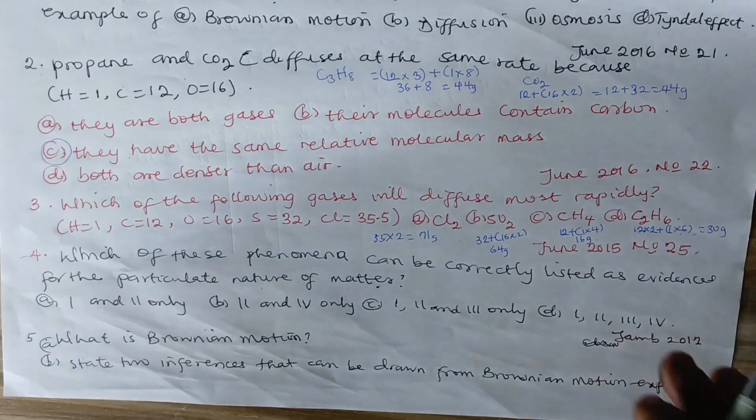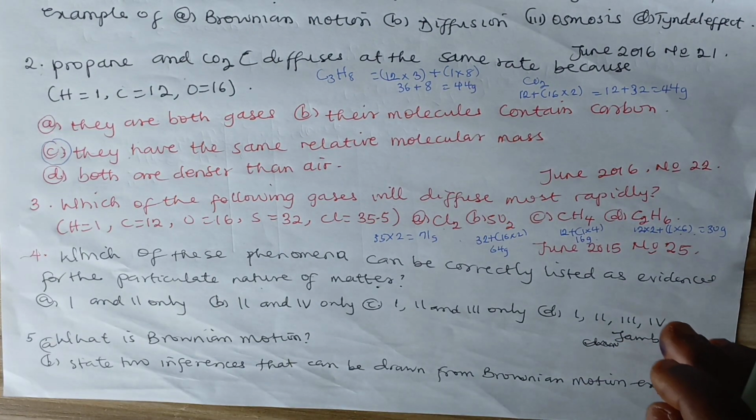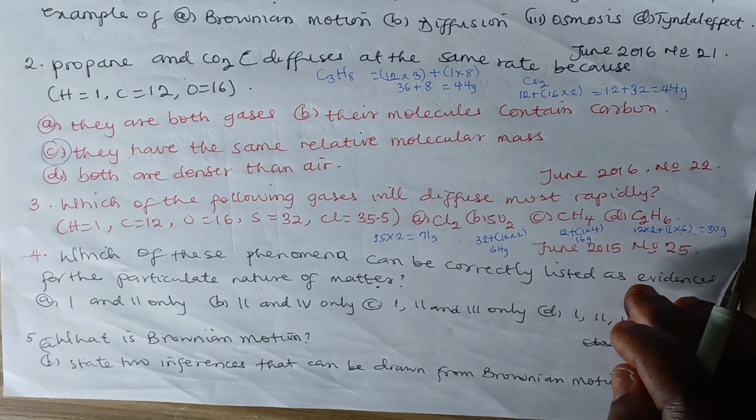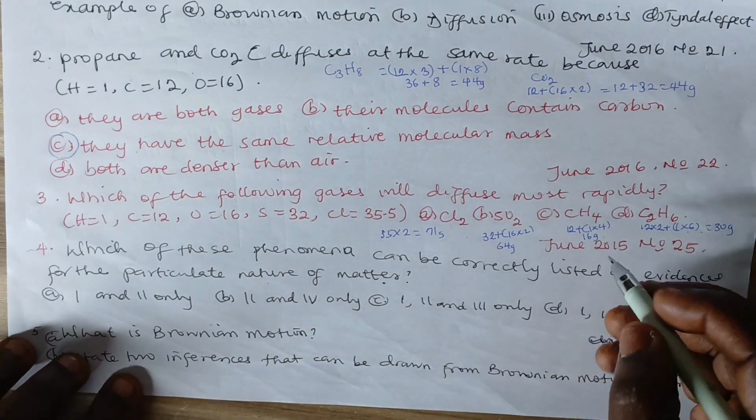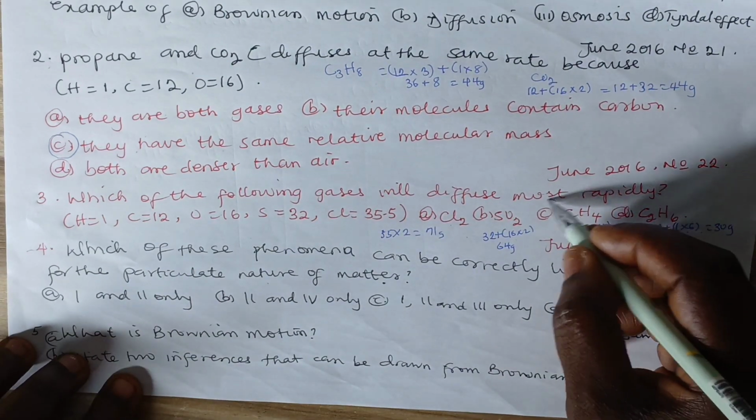So methane will diffuse faster because it has the least molecular mass, which when divided by 2 gives us the vapor density. And because the vapor density is lower, the rate of diffusion will be higher. So the best answer here is option C.